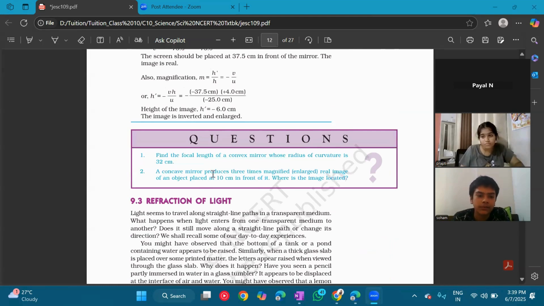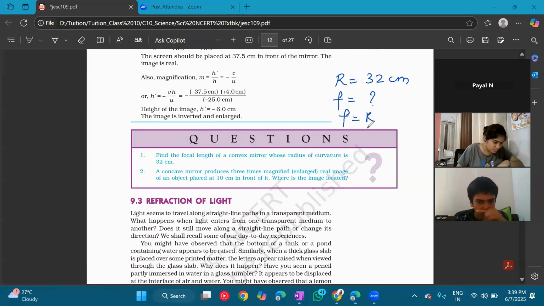Come on now. Open this page. जो भी page number है, open it. Find the focal length of a convex mirror whose radius of curvature is 32 centimeter. So again, radius is given to you how much? 32 centimeter. What they are asking you? Find the focal length. F is equal to how much? Same formula. F is equal to R by 2. 32 by 2 is equal to 16 centimeter.